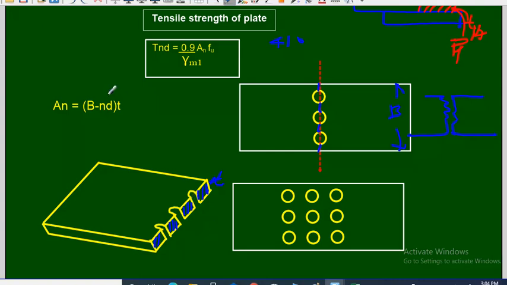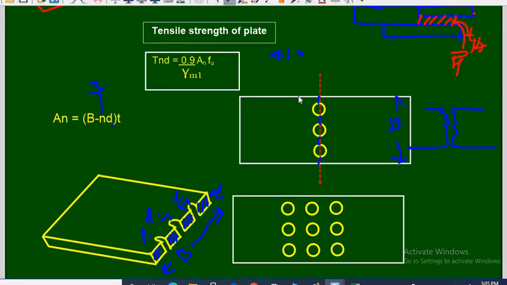So in this case the net area means, this is b, and this is d0. Let's say this is the diameter of the hole d0, and this is also the diameter of the hole d0. All these are d0. So this area we need to deduct. That is the reason for b minus n d0. Here 1, 2, 3 holes are there, so n will become 3. So 3 d0 into t, where t is thickness. That is the area of this portion, so please keep that in mind.